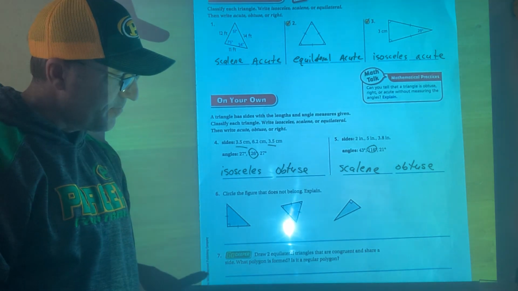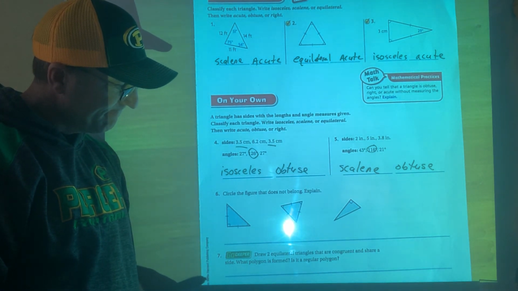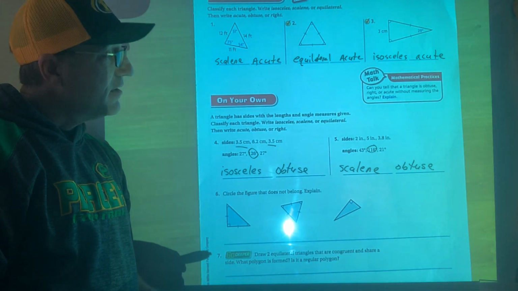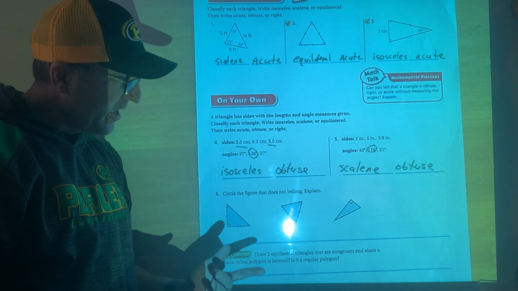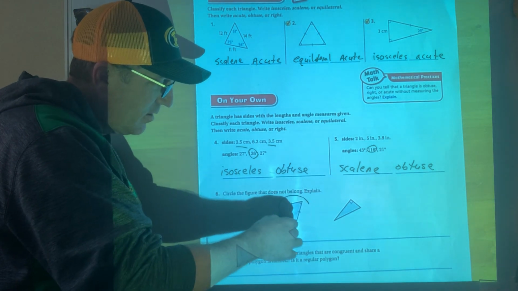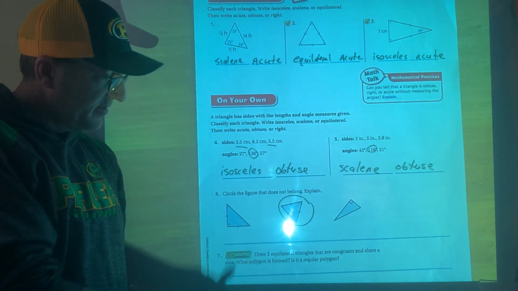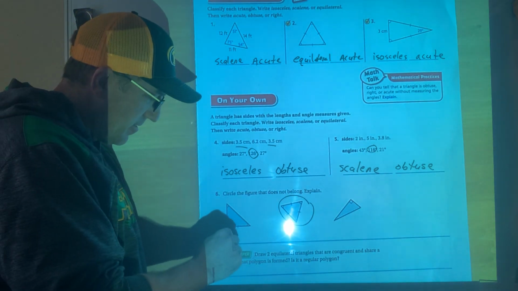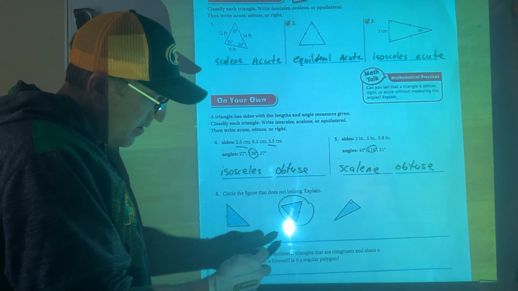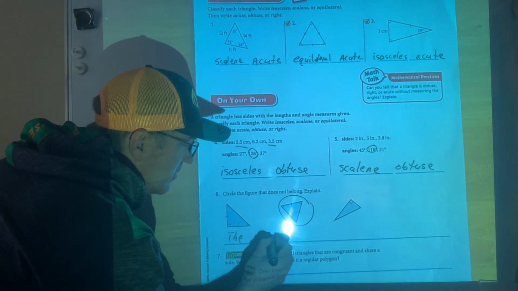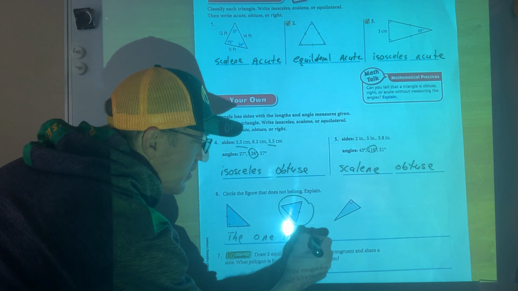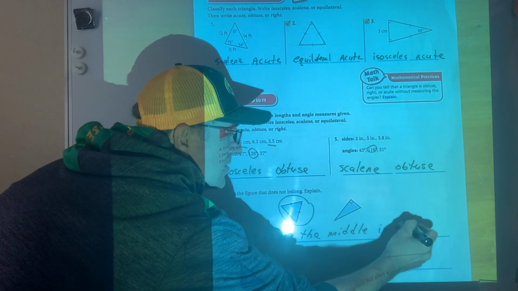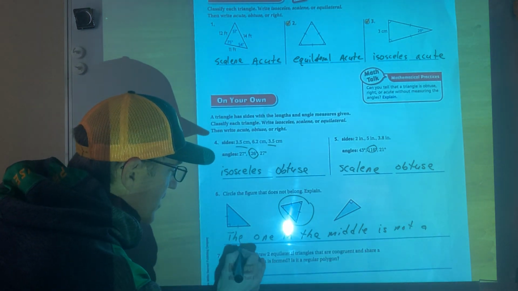Circle the figure that does not belong. So which figure does not belong? You can look at this a couple of different ways. For me, I'm going to say that it's this one, because these two are right triangles, right? So the one in the middle is not a right triangle. I'm going to have to squeeze it in here.